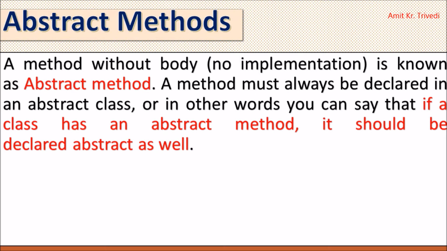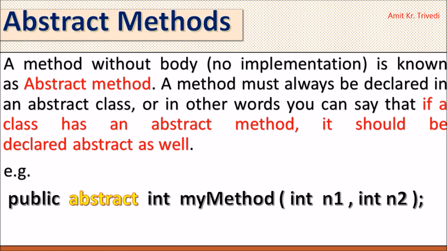A method without body, that means without implementation, is known as an abstract method. An abstract method must always be declared in an abstract class, or in other words, if a class has an abstract method, it should be declared abstract as well. We can see one example.